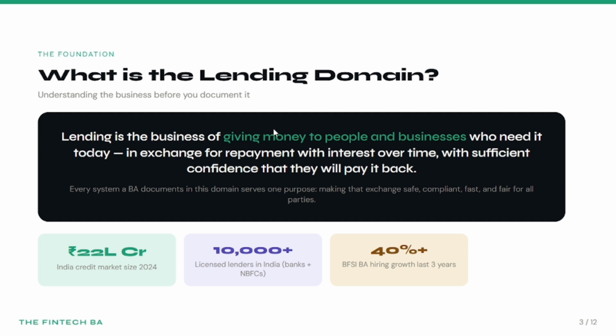Now we have the phrase sufficient confidence that customers will pay it back. This is the credit decision. This phrase is the reason for the entire credit decision infrastructure, the bureau integrations, the income verification systems, the policy rules engines, and all that. Okay, whenever you go for processing loans, you would find multiple rules and deviations. Definitely you would find it, and I do not think any loans are approved without deviations. Okay, most of the time deviations will be there.